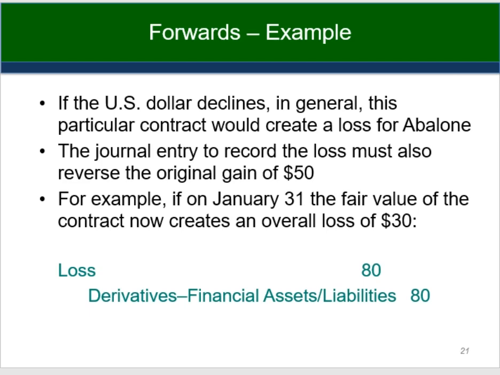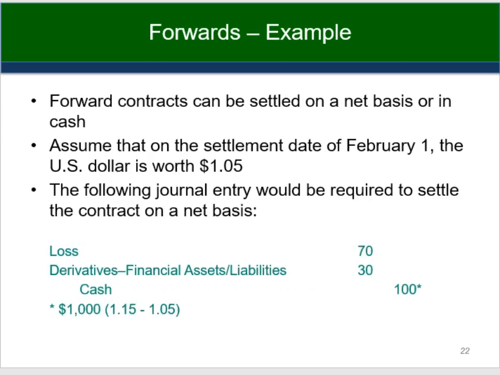the gain would be undone, and you would end up in a loss position. So if on January the 31st, the fair value of the contract is a loss of $30, then we would have to record a loss because we'd previously recorded a gain of $50. The value of the derivative, the financial asset, becomes essentially a liability now, because we have to pay extra for something that's worth less than what we're paying for it. So forward contracts can be settled on a net basis in cash.